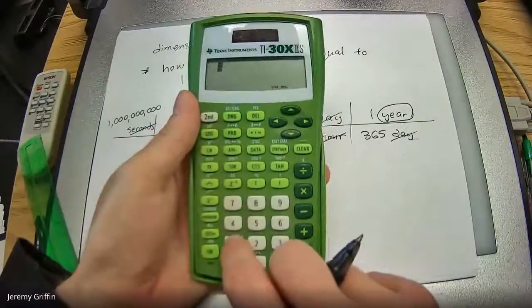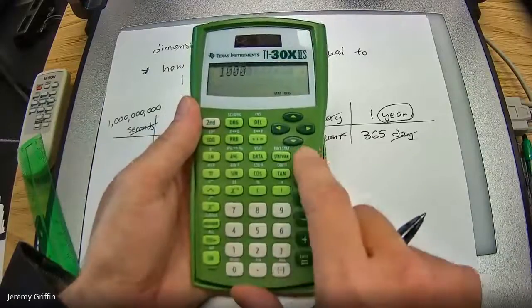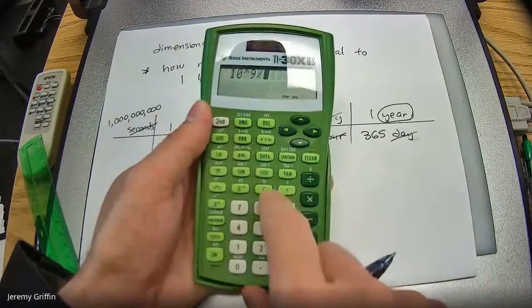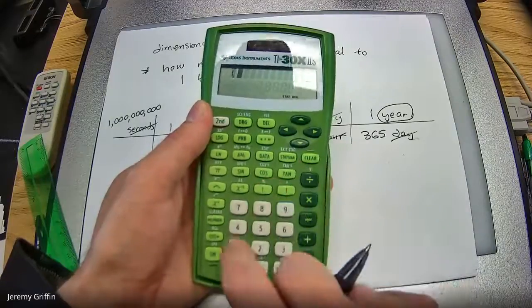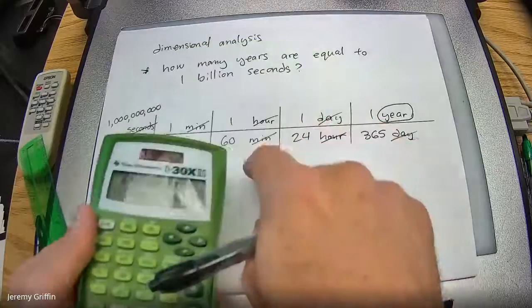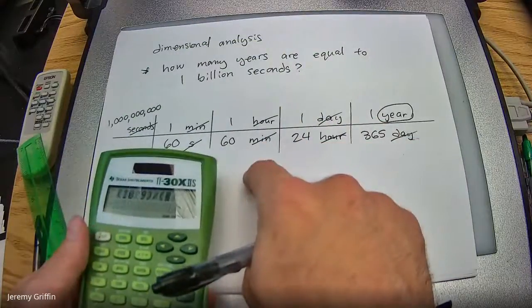Actually, what I'm going to do, I'm going to type it this way. Here's a billion. Actually, a billion is 10 to the 9, right? So just to be safe, I'll type it as 10 to the 9. Divide by. Then I'm going to open a parenthesis.